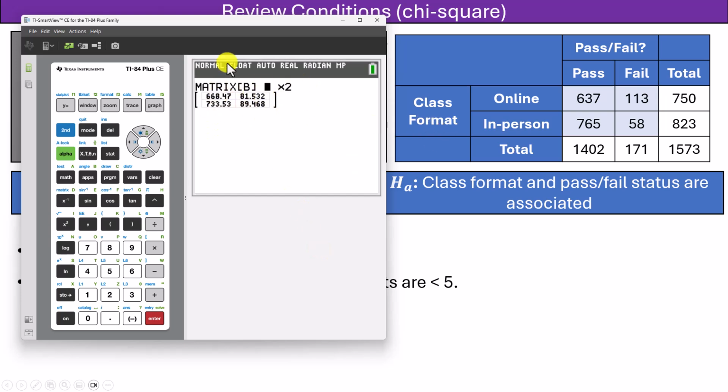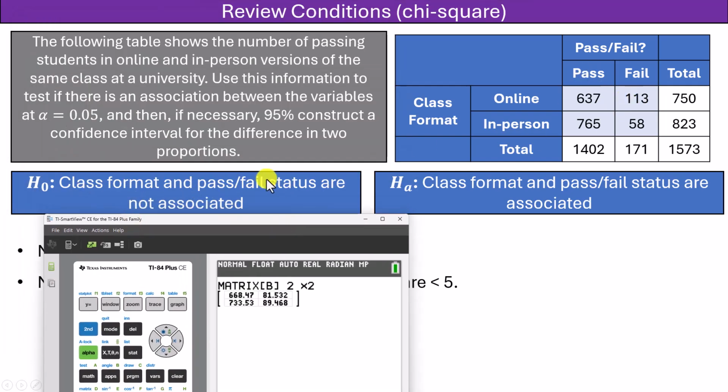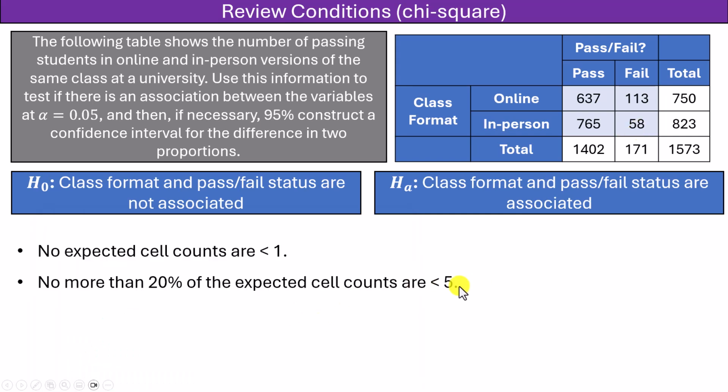Remember, these numbers are what you would expect this table to look like if class format and pass-fail status were not associated. So if they were not associated, you would expect to have these numbers here, but we actually have these numbers here. So you can start to see why we rejected the null hypothesis, right? 81 compared to 113, that's quite a bit different. 89 compared to 58, that's quite a bit different, right? So since those numbers were so much different, it kind of was leading us to reject our null hypothesis.